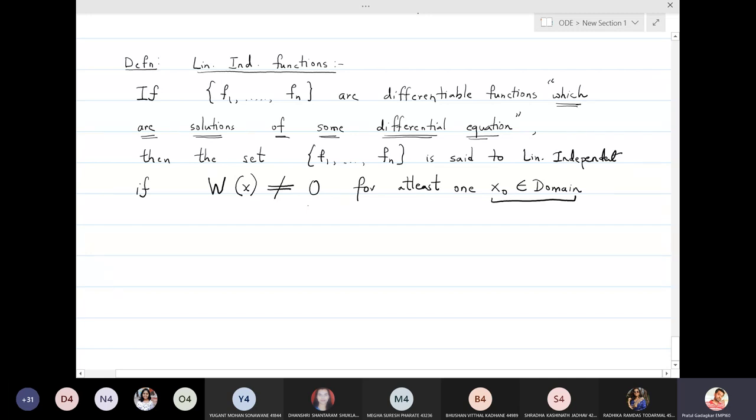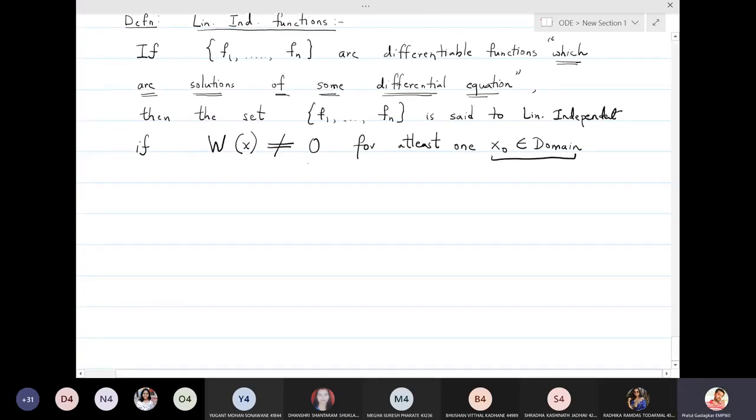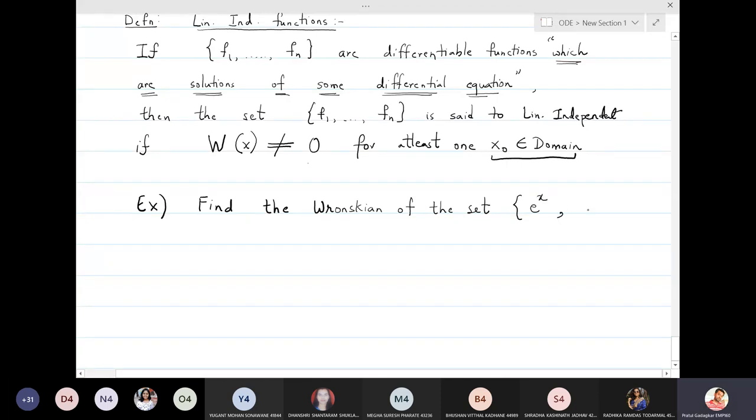So now let us take problems based on this. Exercise. Find the Wronskian of the set e raised to x, e raised to minus x. So now how will I solve this problem?